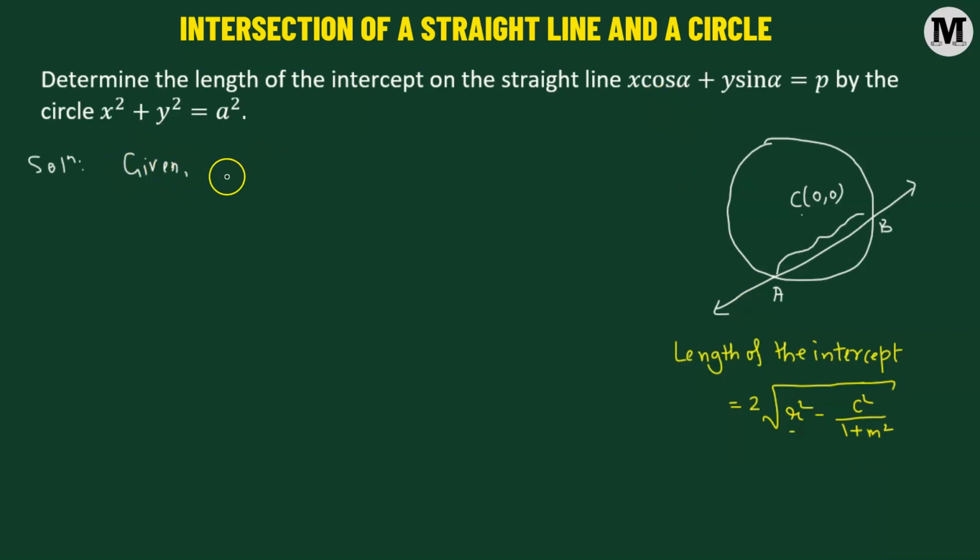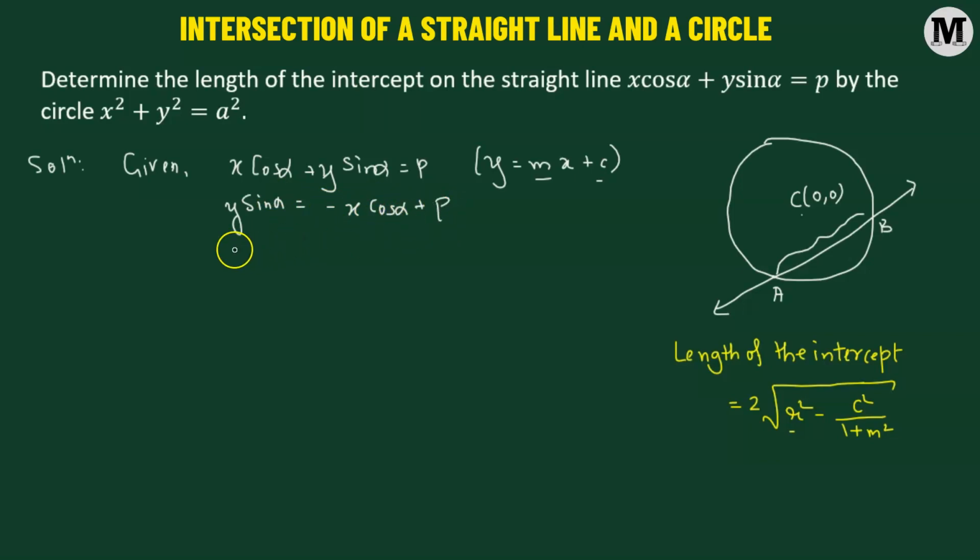So let's start with the equation of the line. We have x cosine alpha plus y times sine alpha equals p. We'll try to rewrite the equation in the slope-intercept form, which is y equals mx plus c. If we can write it in this format, then we can easily obtain the slope and the y-intercept. So we have y times sine alpha equals negative x cosine alpha plus p. Let's divide each term by sine alpha. So we'll get y equals negative x times cosine alpha over sine alpha plus p over sine alpha.